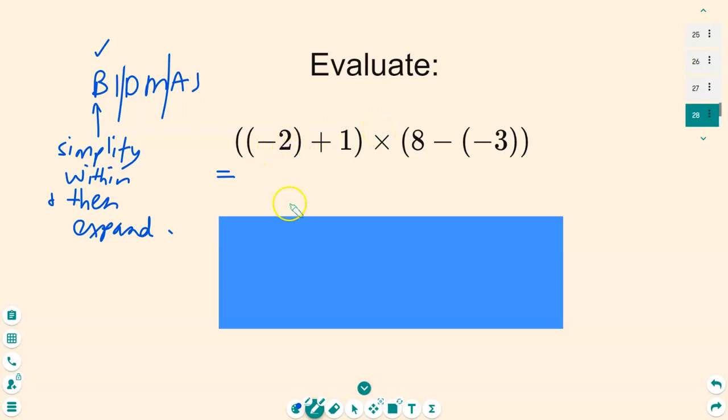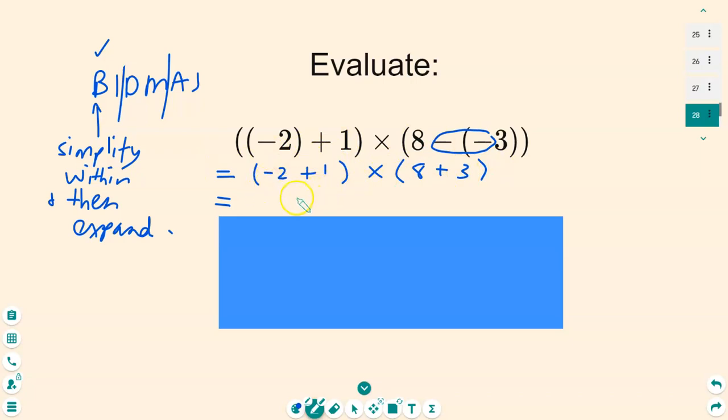So -2 plus 1. Let's just write it without the brackets, because there's a lot of brackets here. -2 plus 1. First number stays the same, and we're adding 1. 8 take -3. First number stays the same. Circle your two signs next to each other. Signs the same means add. So see how we're simplifying within both pairs of brackets on the same line.